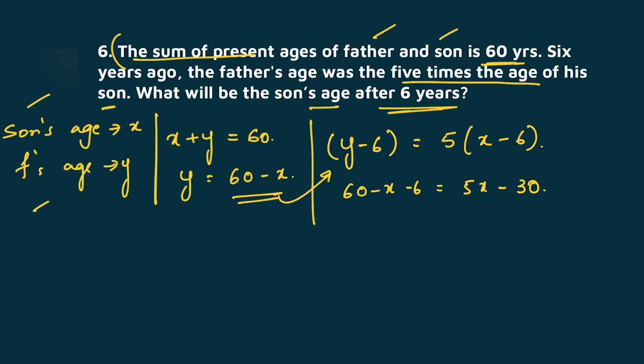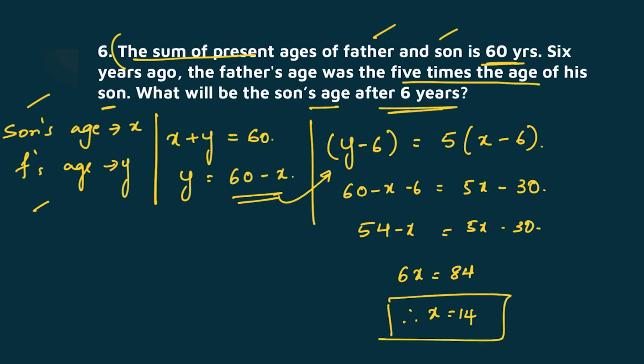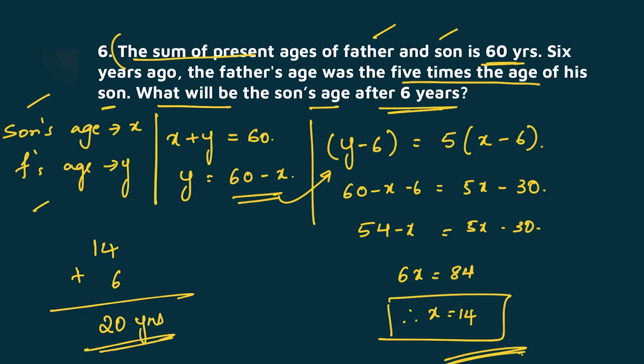So solve for x, we get 54 minus x, which is equal to 5x minus 30, and 6x is equal to 84, and therefore the value of x is equal to 14. So this is the son's age, but this is the present age of the son. They have asked what will be the son's age after 6 years. So for the present age, just add 6. You get the son's age after 6 years. So 20 years is the age of the son after 6 years.